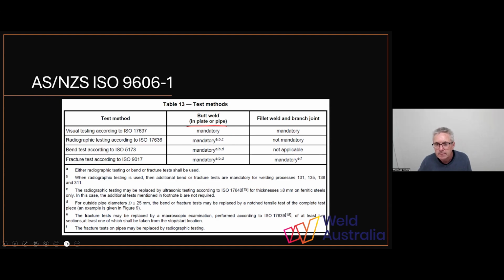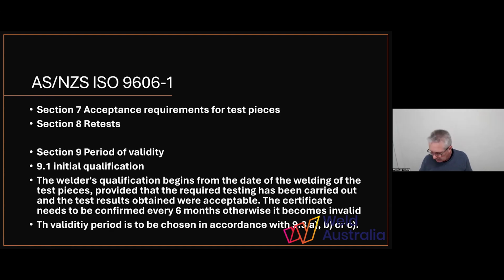Now, section 7, it talks about the acceptance requirements of test pieces. And then we start looking at naturally, your width of your test pieces, which is a table there. We've then got section 8, any retests that are required, and what they say about that. And then section 9, your initial qualification.